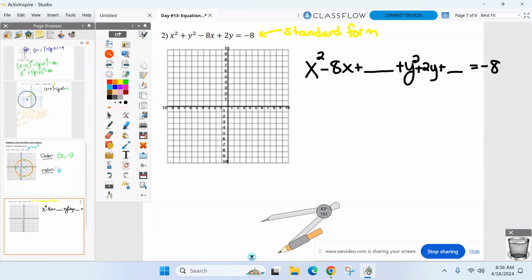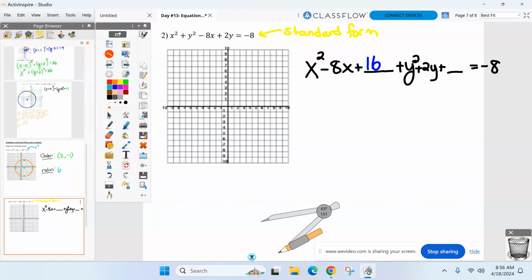What number am I going to put in there for the c value? Positive 16. Negative 8 divided by 2 is negative 4. When you square negative 4, you get 16. And before I go to the y's, I can't stress this enough: these new c values are always positive, because anytime you square a number, it's always positive.